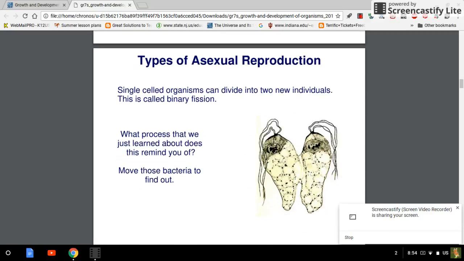Okay, here are some types of asexual reproduction. Single-celled organisms can divide into two new individuals. This is called binary fission.